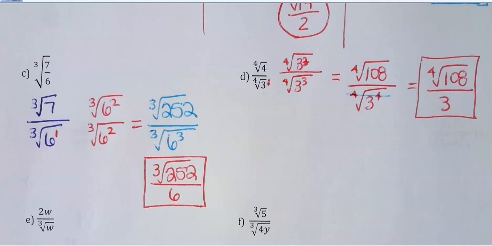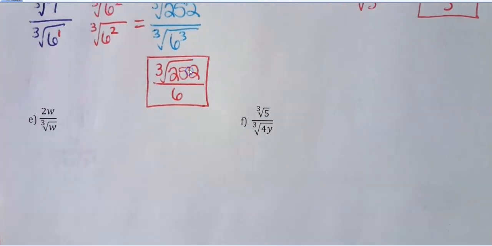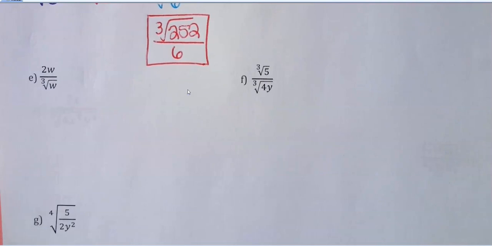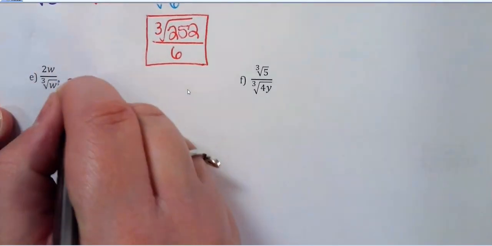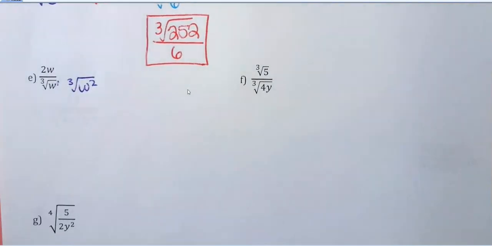Okay, now variables work really similarly, so the rest of these have a variable in them. So if I have cube root of w, if it doesn't have an exponent, remember the exponent can always be written as 1. If I have 1w and I want to create a perfect cube, what do I need to multiply by there? 2. We need 2 w's, right? All right, so I'm going to do the cube root of w squared. That'll give me w to the third.